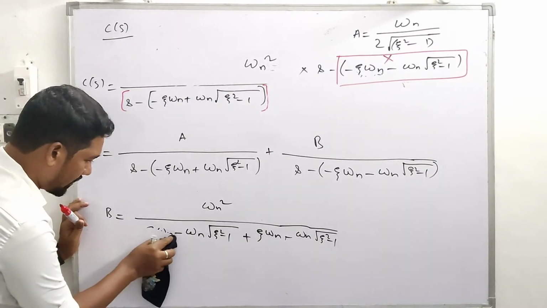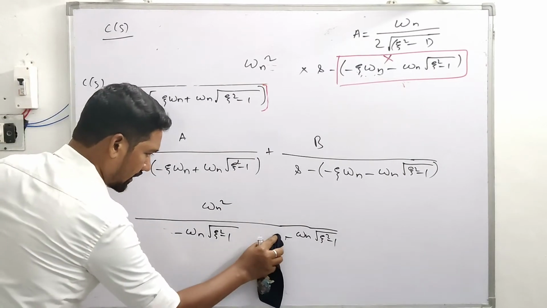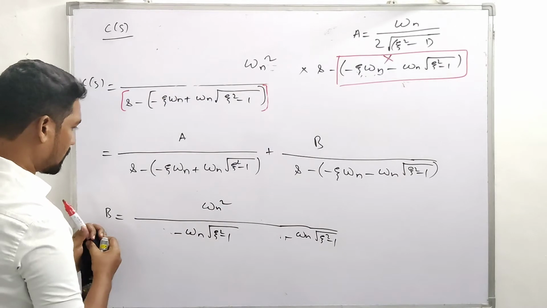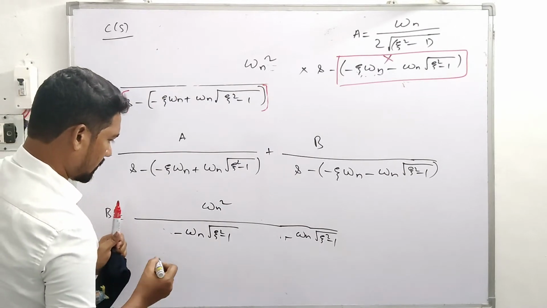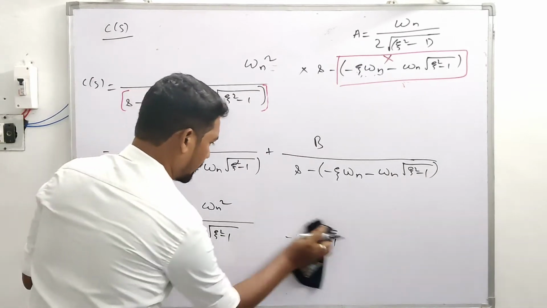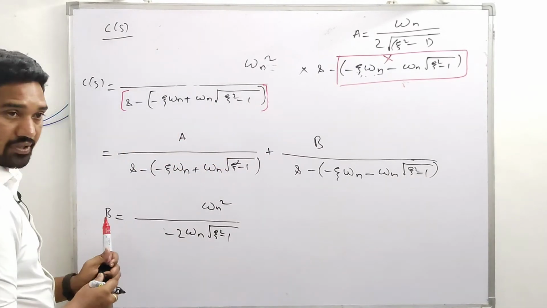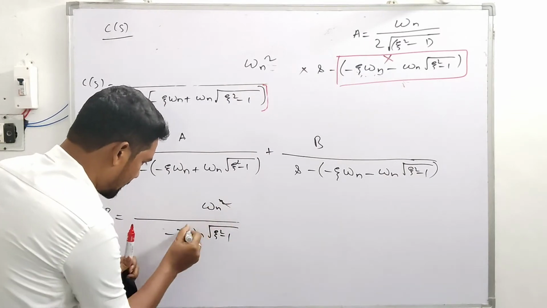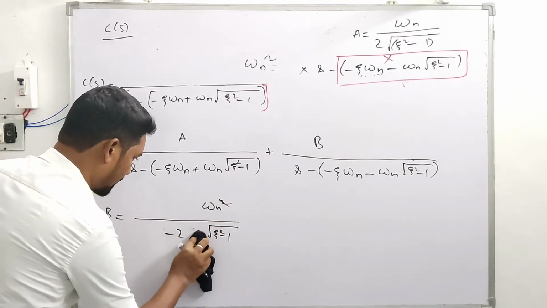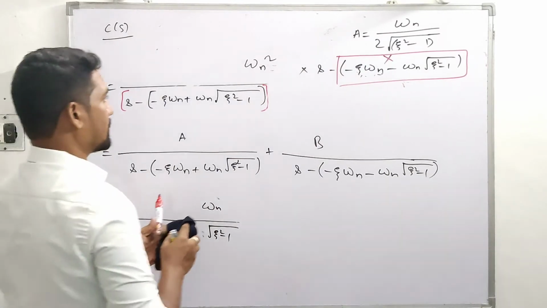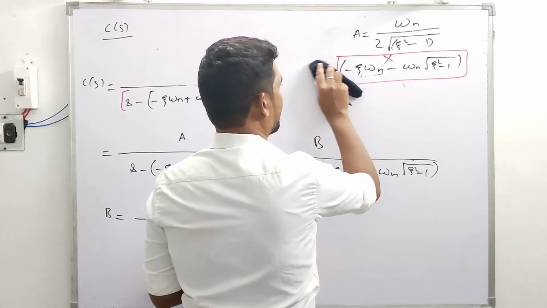I'm erasing this away for my convenience. Here that exists no more, and 1 times and 2 times will be omega n square minus 2 times this one. And after this, we don't have this anymore, this gets cancelled, so this is the final expression for b also. So this is the expression for b, we don't have this anymore.